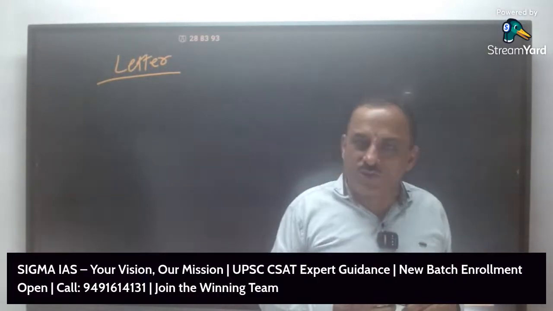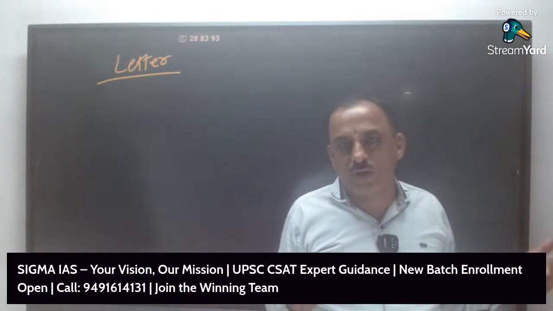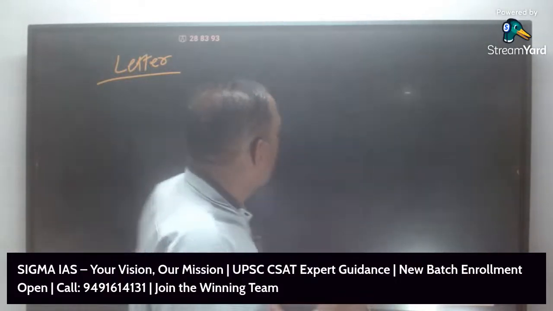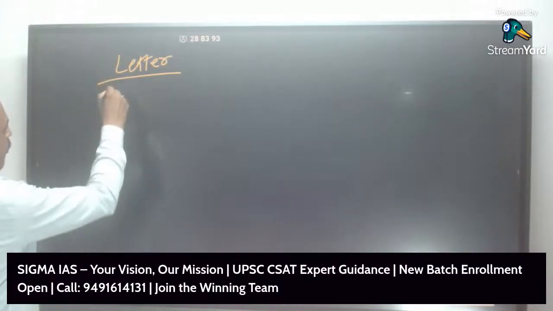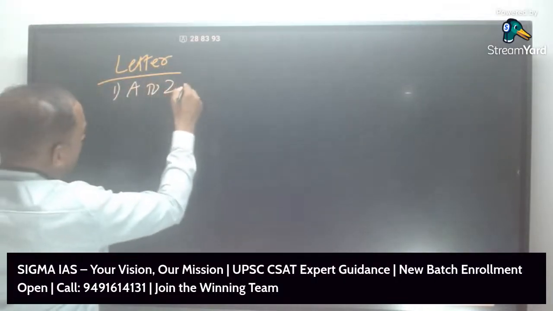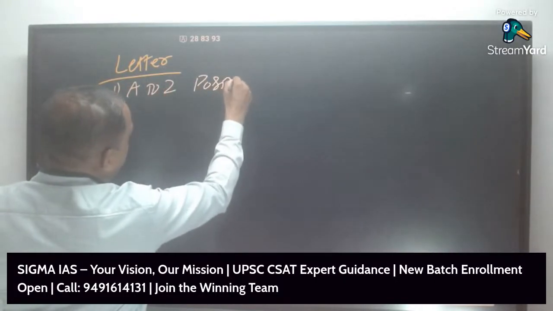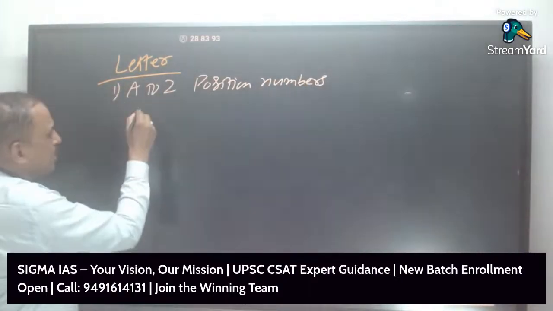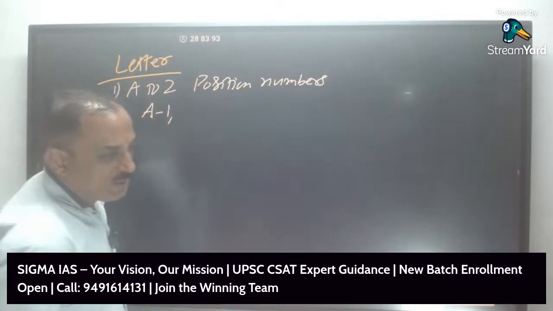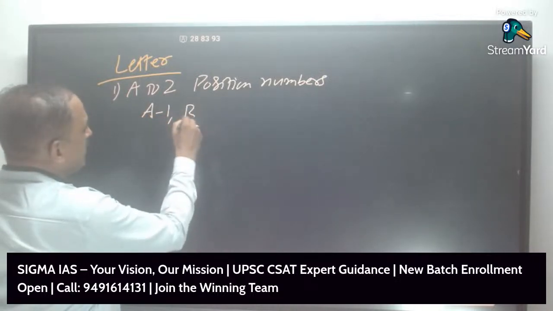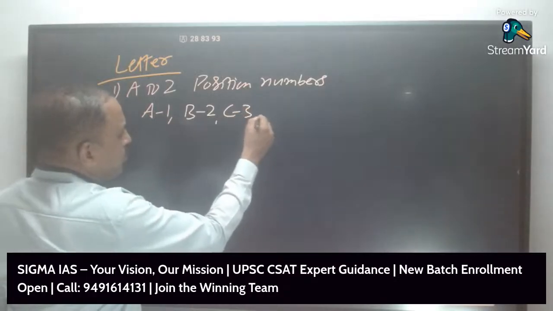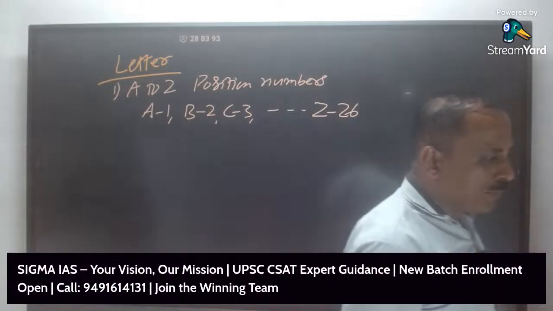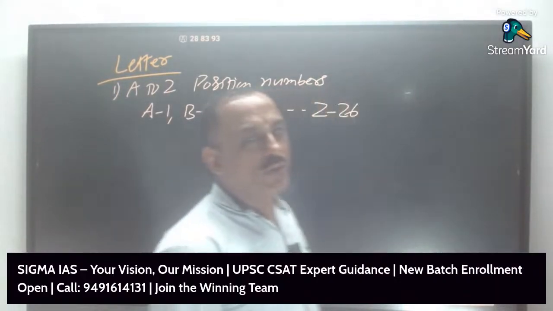The command of English alphabets is also very important. Of course, you can read the letters from A to Z, you can write also, but not only reading and writing. A to Z alphabets position numbers are important. What is the meaning of position number? In English, A is the first letter, so A position is 1, B is the second letter, B position is 2, C is the third letter, C position is 3, and up to Z. Z is the 26th letter, so Z position is 26.